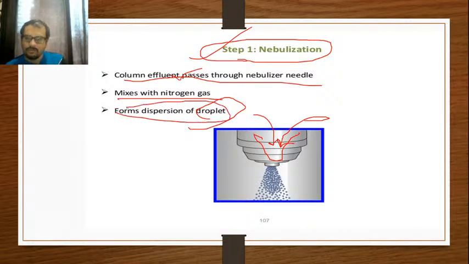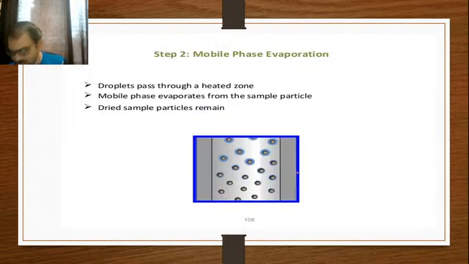Due to mixing with the nitrogen gas, which is an inert gas, droplets come out just because of the pressure exerted by the nitrogen gas. These droplets come out. This is called the nebulization step.